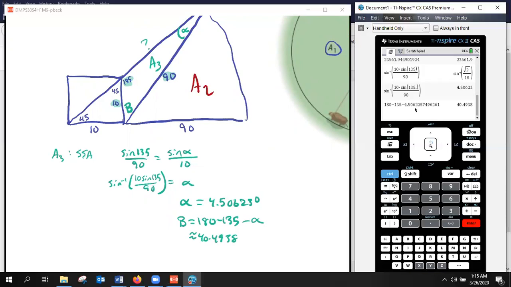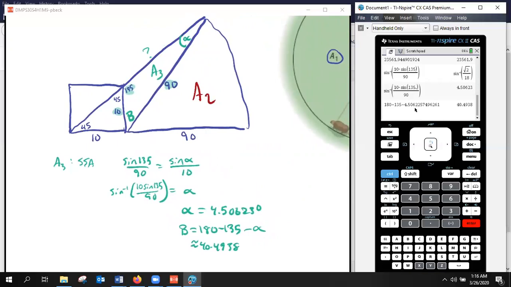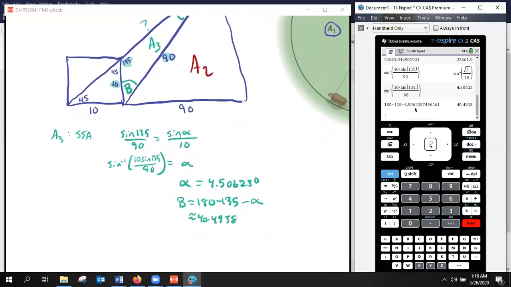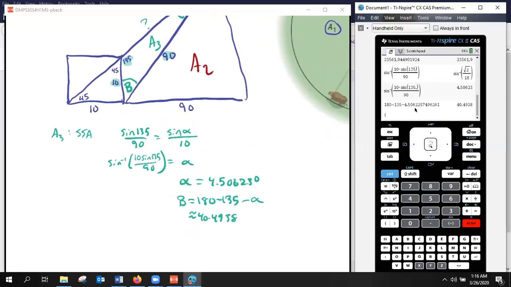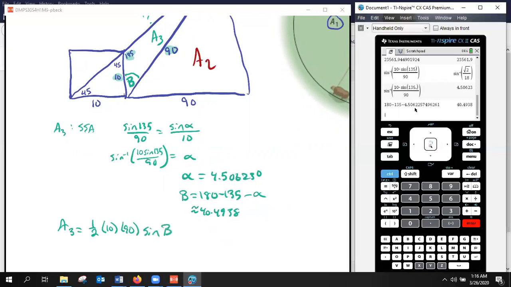All right, great. Now that I have that angle, do I want to find the other side, or should I just use the area formula that we just learned with that angle? I'm going to say, let's go ahead and use that area formula with the angle. So area 3 is found by taking 1/2 times the side length of 10 times the side length of 90 times the sine of that angle in between. I'm just going to write that as the sine of angle beta. So 0.5 times 10 times 90 times the sine of that angle that I just found. And I get 292.214.